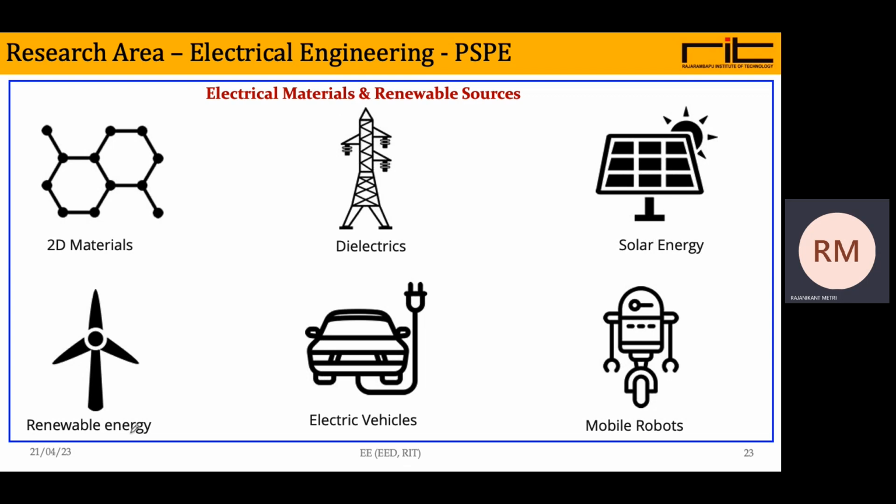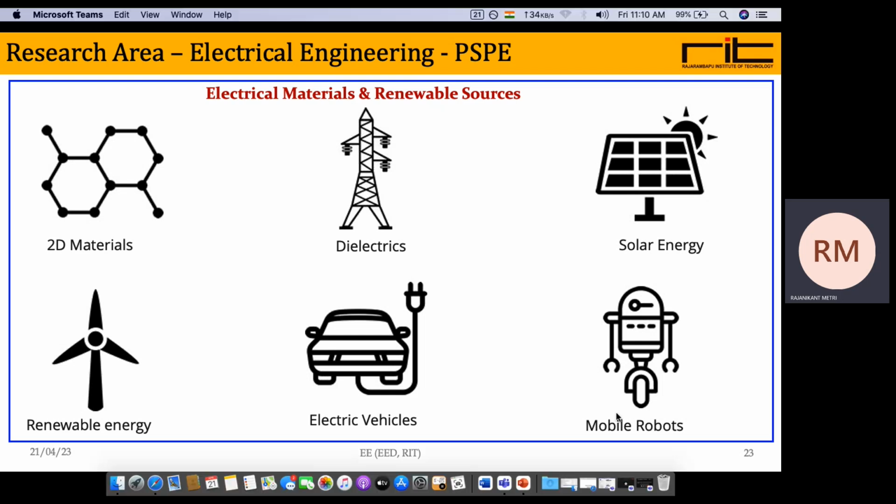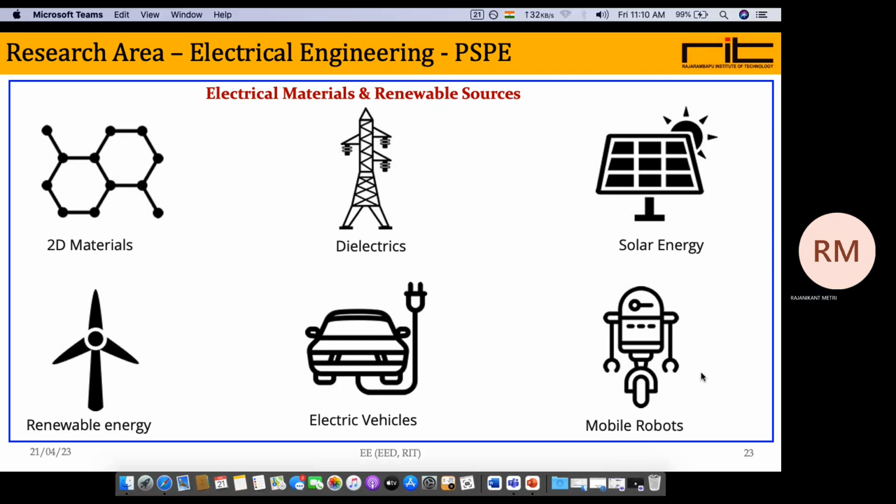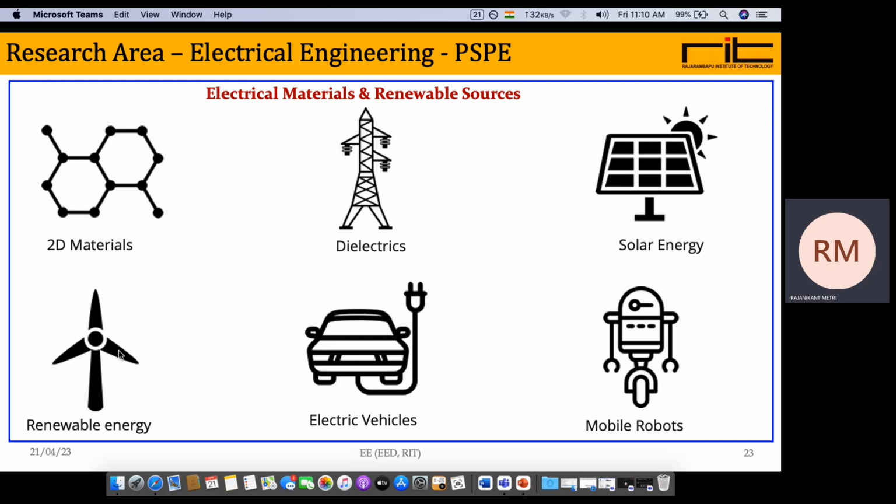And then renewable energy sources. So these are two prominent sources: solar energy and wind. But apart from this, there are technologies like fuel cell, then hydrogen. All these other renewable energy sources are incorporated in today's technologies. Now, the hottest research problem today is electric vehicles, and this is again a part of the broader view of electrical materials and renewable sources.